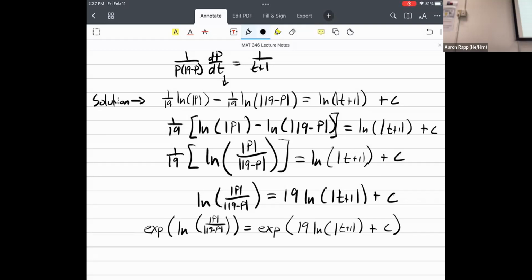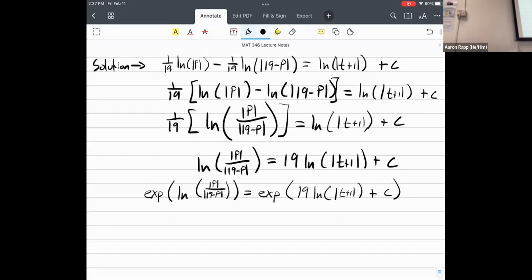Yeah, get rid of the natural log on the left-hand side, right? Because on the left-hand side, I do have an E to the natural log of a function. And that's it. The E and the natural log are directly interacting. The left-hand side, I definitely get absolute value of P over absolute value of 19 minus P.